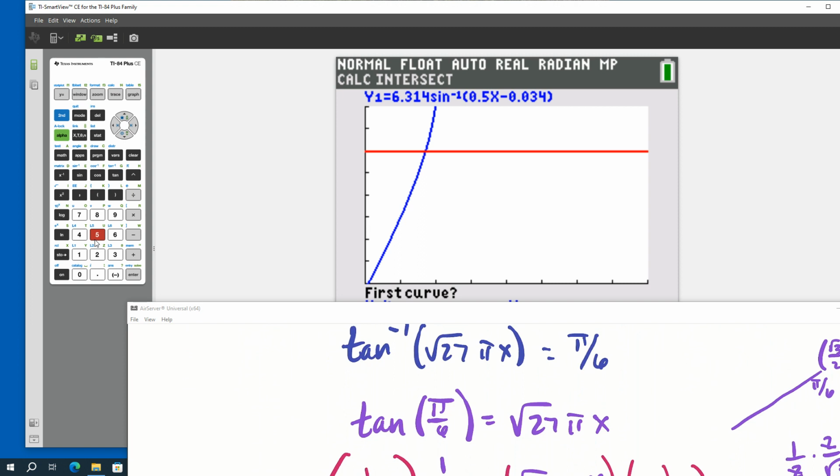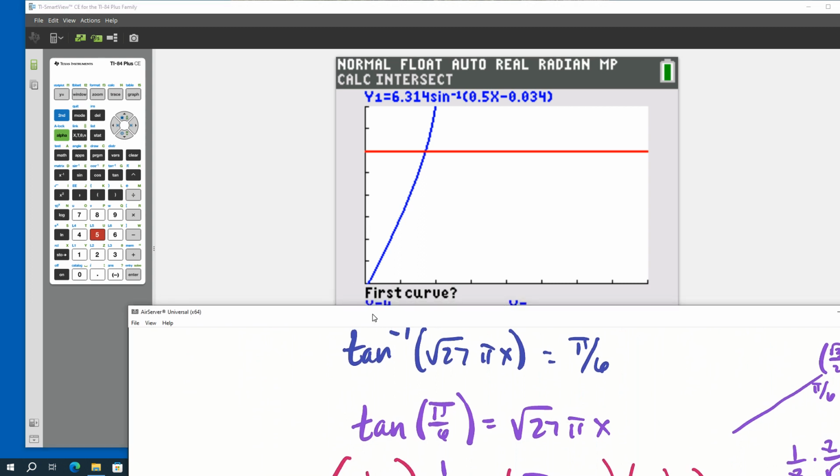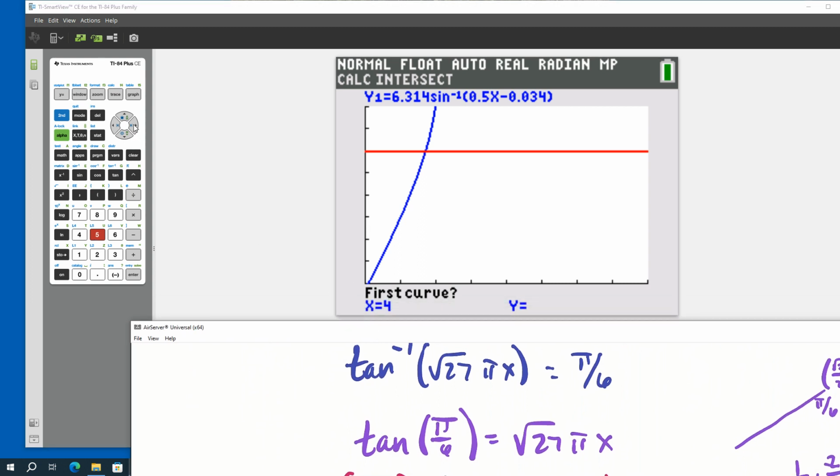Thanks. All right, so we do second trace 5. First curve, now this can be kind of tricky because right now it's at a point where there's not a value. And I know my x is at 4, so I'm going to move back until I can see this little cursor. Eventually there's going to be a y value.